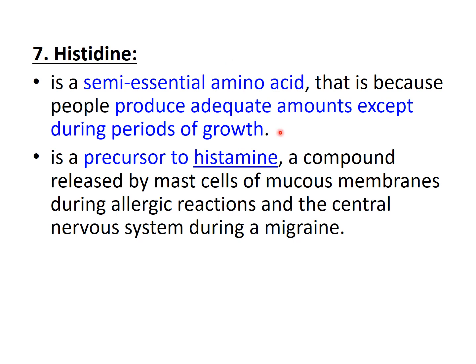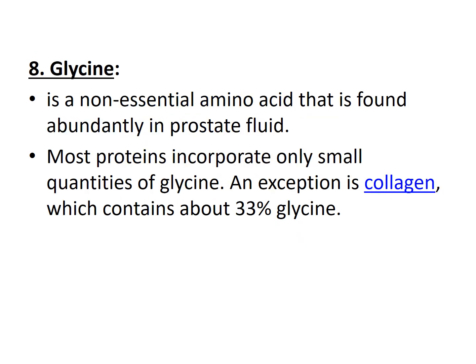Histidine is semi-essential, which means that we can produce a little bit, but during growth it's not enough, so we need to take it up with food. It is the precursor of histamine, a very important molecule in the immune reaction, produced in allergic reactions in general, but also accumulating in the central nervous system during migraine.